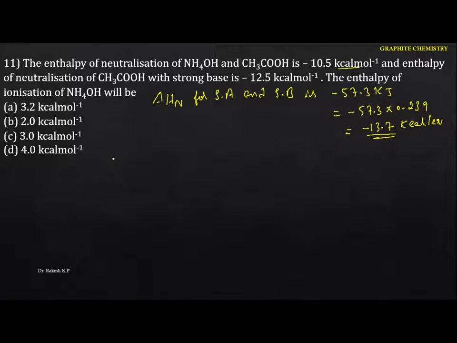NH4. That is the enthalpy of neutralization of acetic acid with a strong base. Let me take the strong base, sodium hydroxide plus acetic acid. What does it give? It gives you sodium acetate, and the byproduct you are going to get is water. The delta H value given for this neutralization is minus 12.5 kilocalorie per mole.